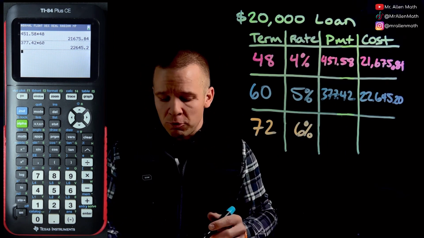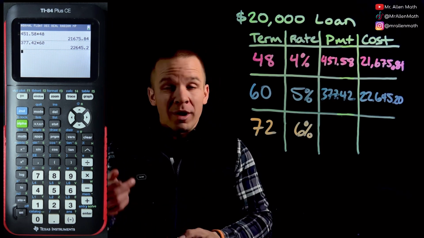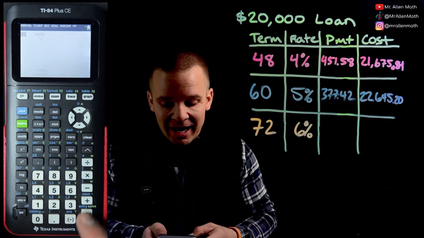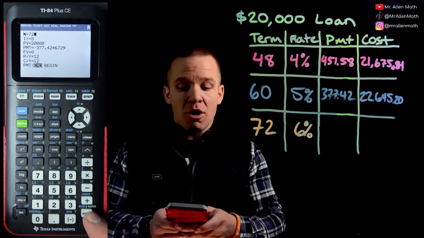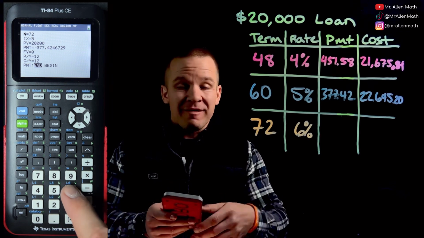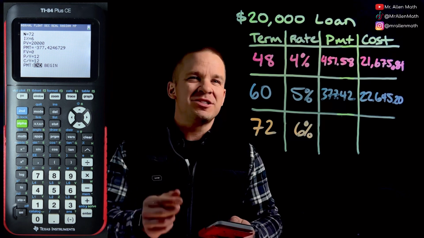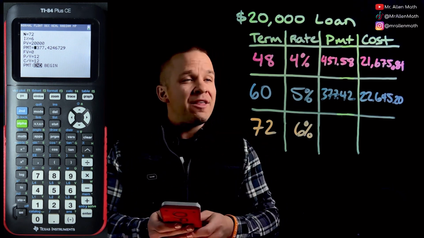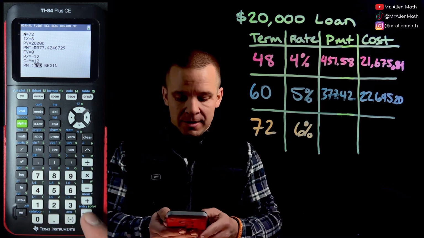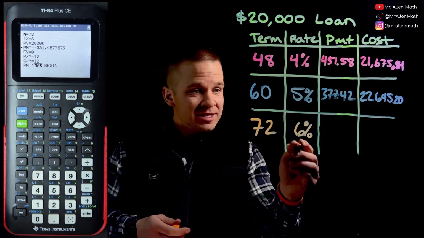I'd imagine the same thing will occur here for the 72-month loan, but let's see how much more we're talking. We're going to hit apps, finance, TVM solver, and we're going to type in 72 now for our term. Then we've got our interest rate of 6%. Our total amount, the $20,000, still stays the same, and that's our present value. PV is present value. And then on my payment, I'm going to solve for that. Alpha, enter. I'm going to get $331.46 when I round.